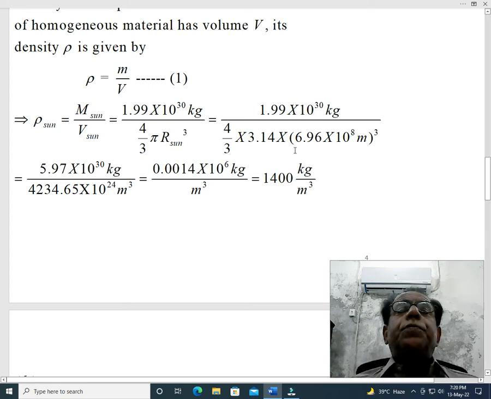Similarly, the radius of the sun is also given in that table. Okay, so in this step we have just put in two further values: the value of pi and the value of r sun. In the next step we have just simplified this calculation.